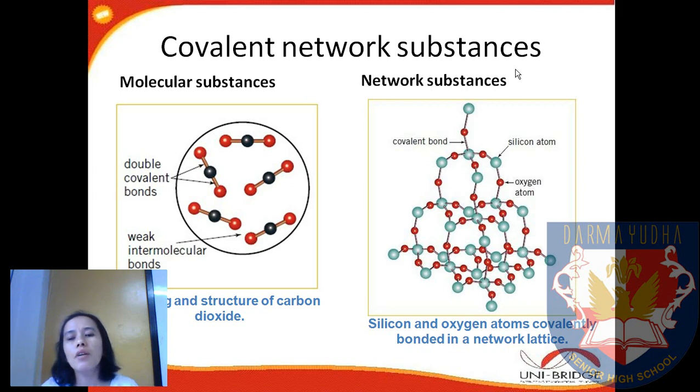Why do covalent network substances have very high melting and boiling points? It's because the bonding between one carbon and another carbon will form a three-dimensional network, so the bonding will be very strong. Usually, covalent network substances exist between carbon atoms and also silicon atoms.